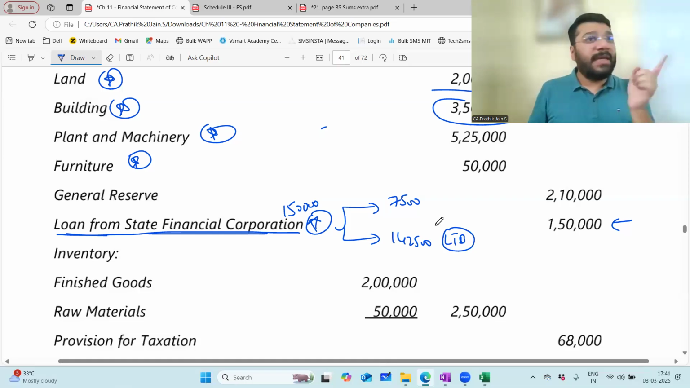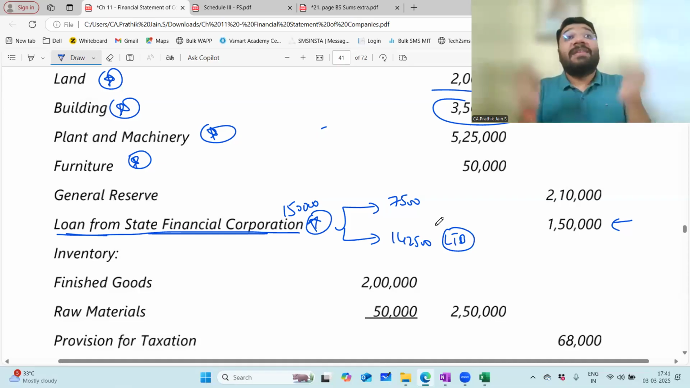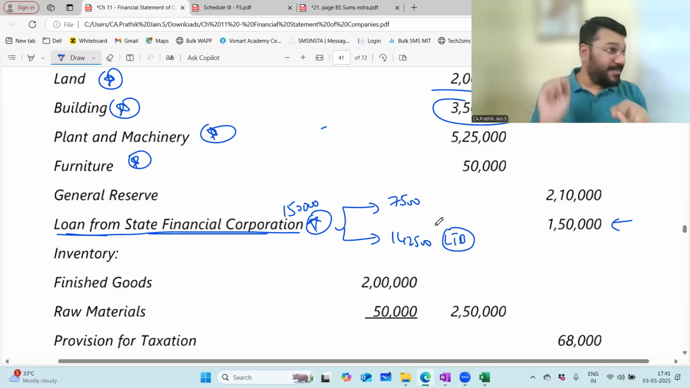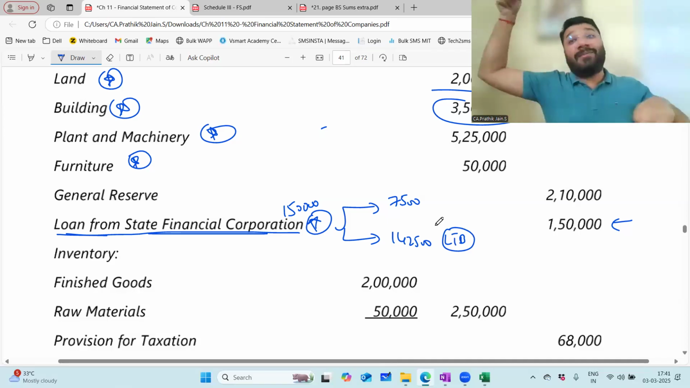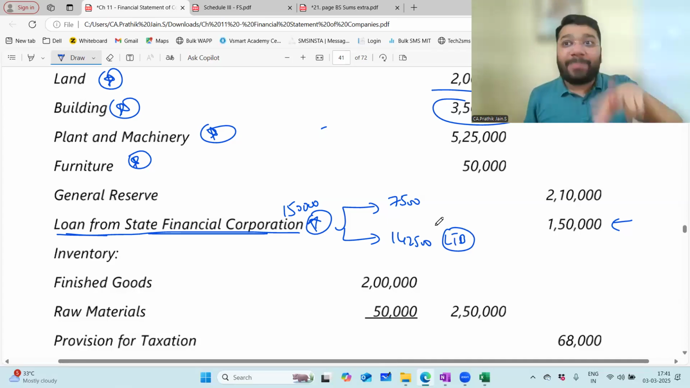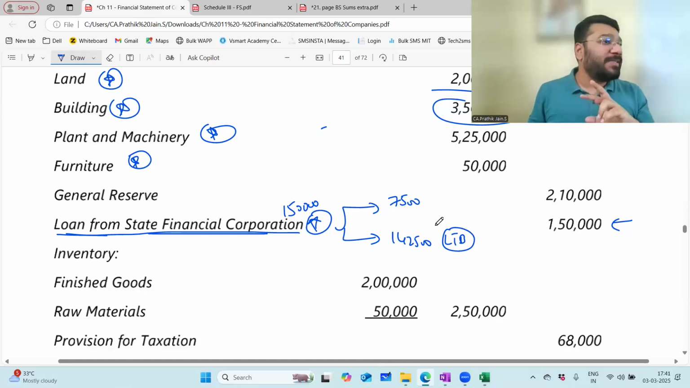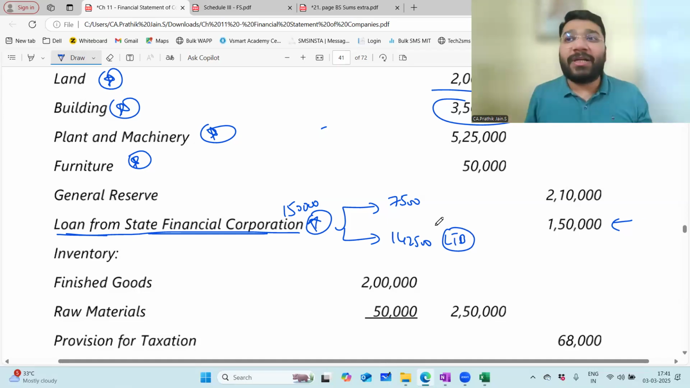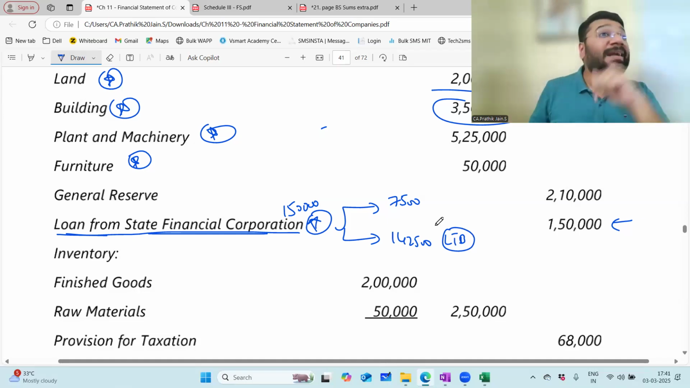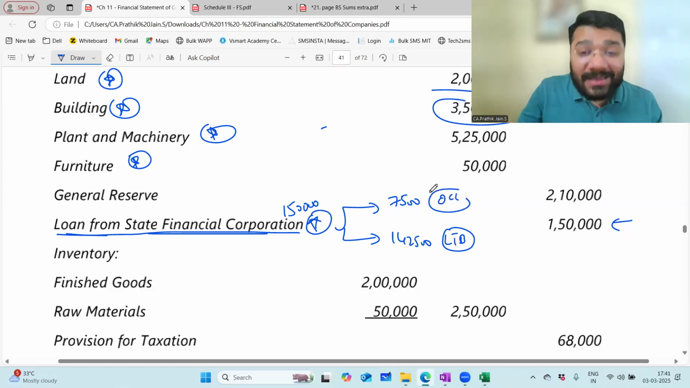You have a doubt? No. Sir, interest accrued but not due. When will it be due? The question is not saying anything. It can be due within 12 months of the balance sheet date, or it can be due beyond the balance sheet date also. So in the absence of information, the best case assumption is that it is due for payment within 12 months of the balance sheet date. So this becomes my current liability. Where under current liability? Other current liability.